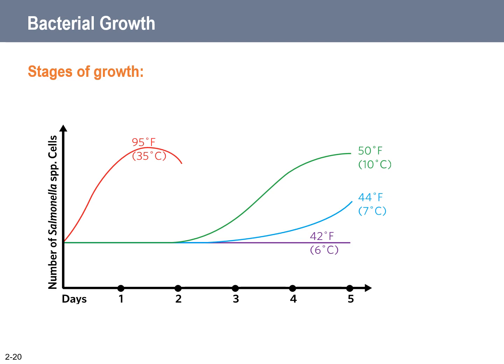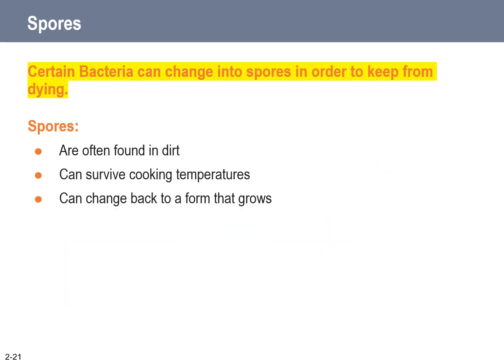Here are some stages of growth for Salmonella spp. cells. So if you can see, if it's at 42 degrees, it stays in one line. 44, it slowly goes up. 50, it goes up a little bit faster. And if it's stored at 95 degrees, it goes up very, very fast.